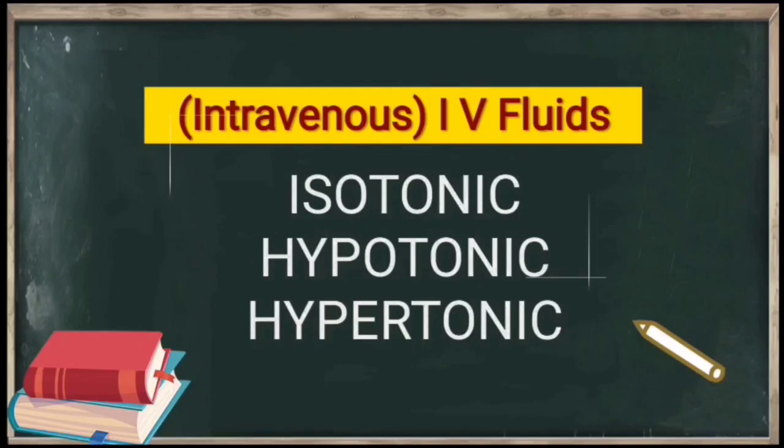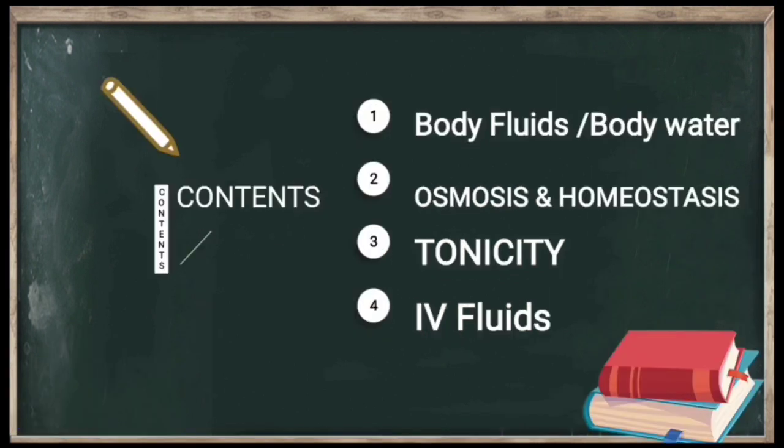Today we are going to discuss different types of intravenous fluids. They are isotonic, hypotonic and hypertonic intravenous fluids. So we will discuss what is normal body water, what is osmosis and homeostasis, and what is tonicity.